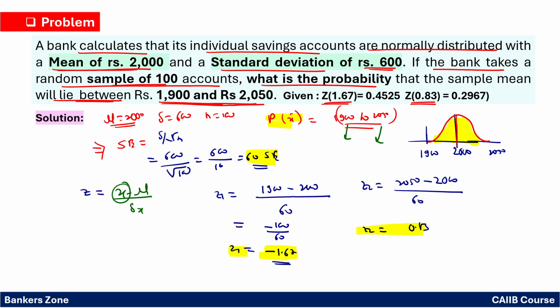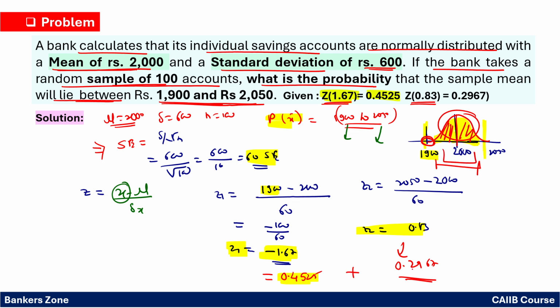The minus sign you have to ignore here, right? For z 1.67 they have given the value 0.4525, right? So for z1 they have already given the probability value 0.4525, and for z2, 0.83, they have directly given 0.2967, right? So both values they have given. So z1 represents this point, 1900, right? This is the region for z1, and this is the region for z2. We have to identify what will lie between them. So we have to add, then we will get the full coverage, right?